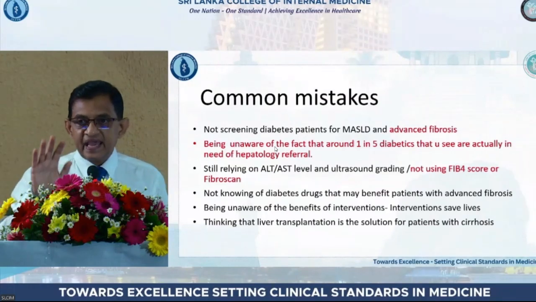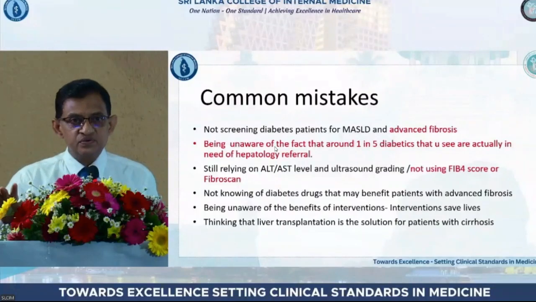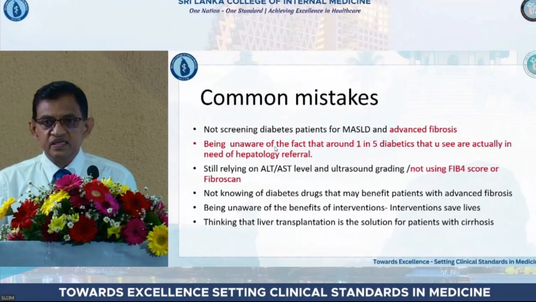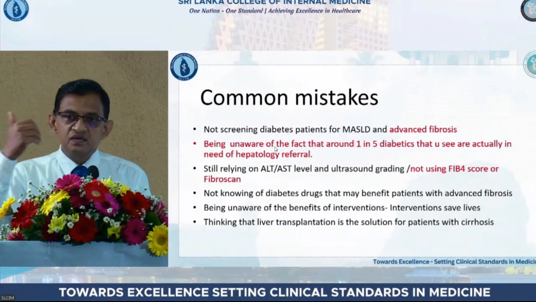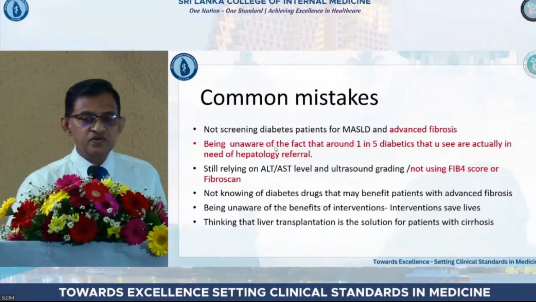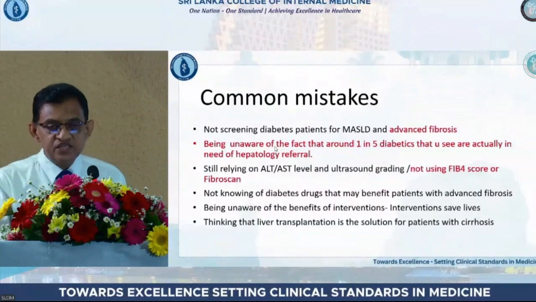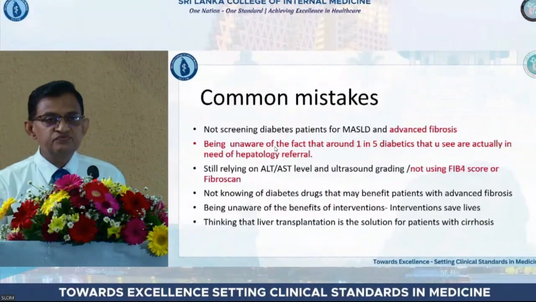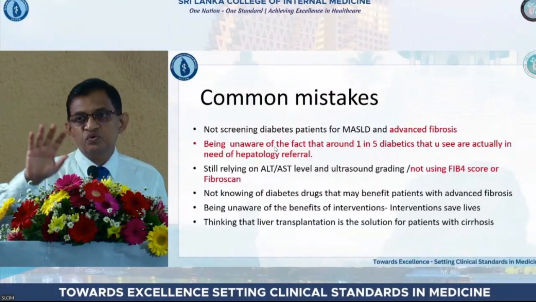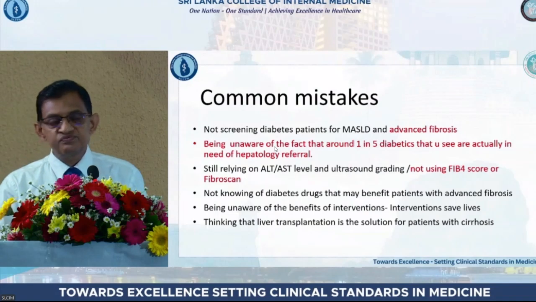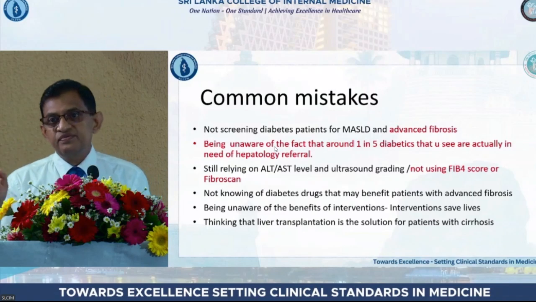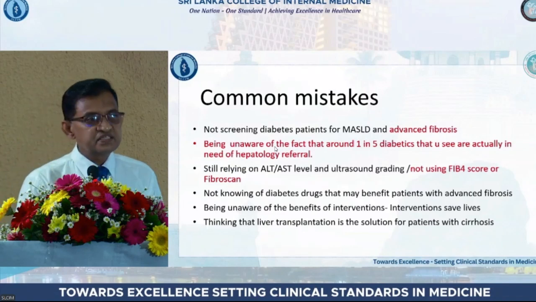Still relying on AST, ALT gross values and ultrasound scan grading 1, 2, 3. People try to make it 2 from 3. No, it won't work, right? Unless you do the ratios, that's the FIB4 score and the fibroscan, you are not going to pick up advanced fibrosis with the gross values or ultrasound scan grading of fatty liver. Not knowing diabetes drugs that may benefit fatty liver, right? That's a mistake that we make.